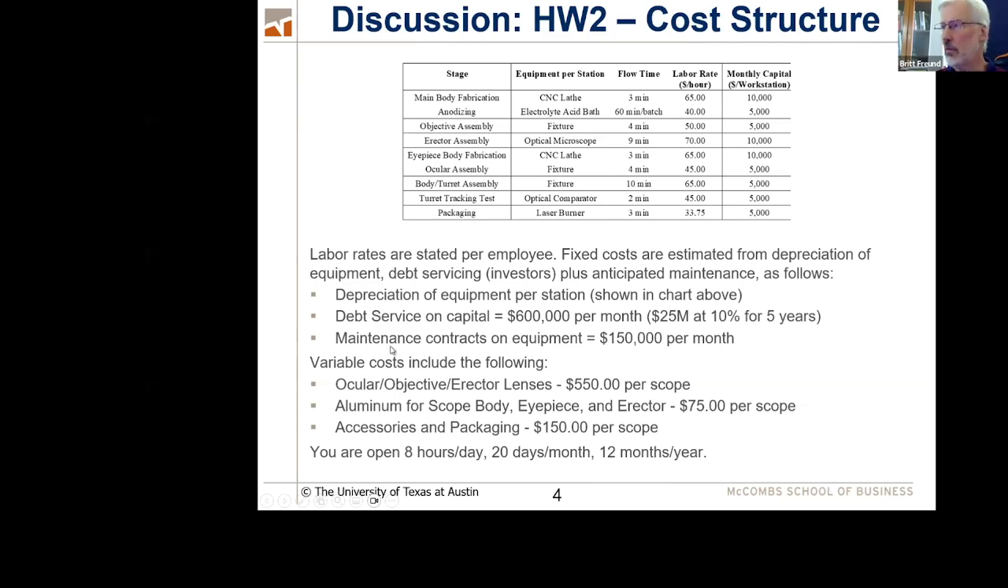Additionally, we have all of this equipment. In addition to whatever our capital cost for the equipment, we probably have maintenance contracts. And I said that's another $150,000. So we're going to simply put all of that stuff together to come up with what it costs us on a monthly basis to keep our doors open. So let's go ahead and do it. Let me pull this over.